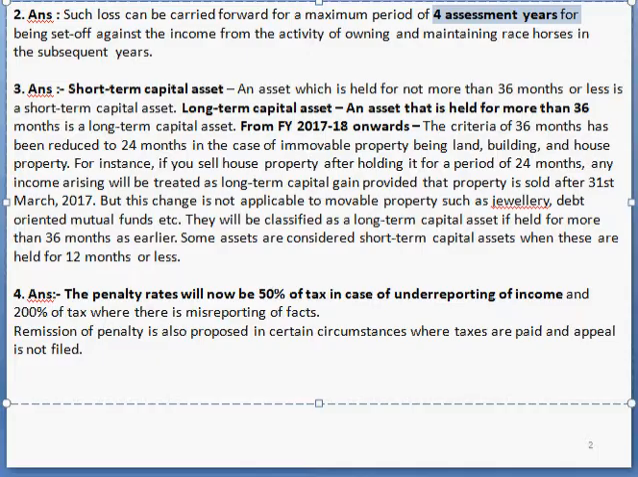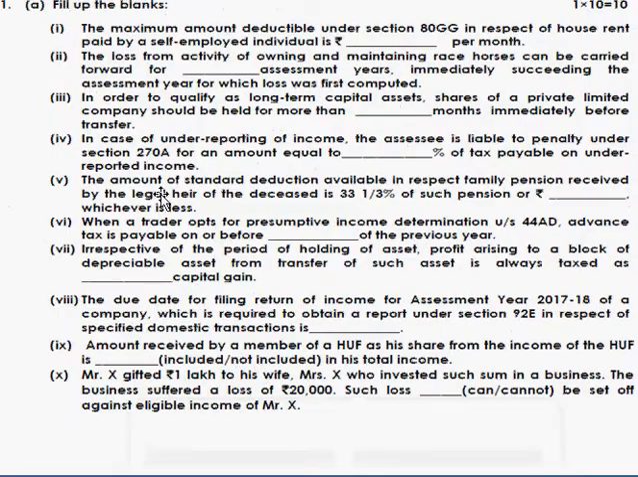Okay. Now let's see question number 3. In order to qualify as a long-term capital asset, a share of a private limited company should be held for more than how many months immediately before the transfer. Just try to understand once again. I repeat the question: in order to qualify as a long-term capital asset and short-term capital asset.